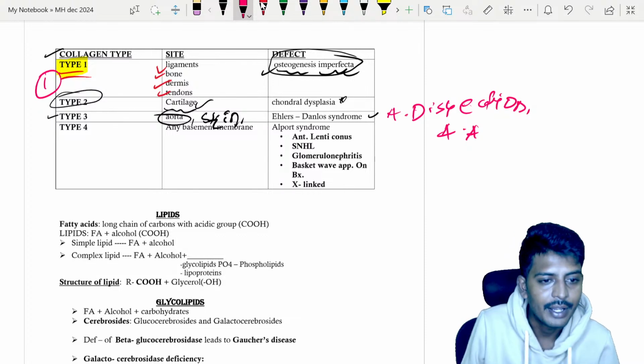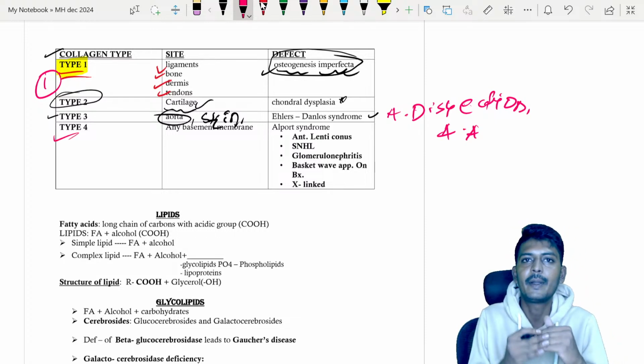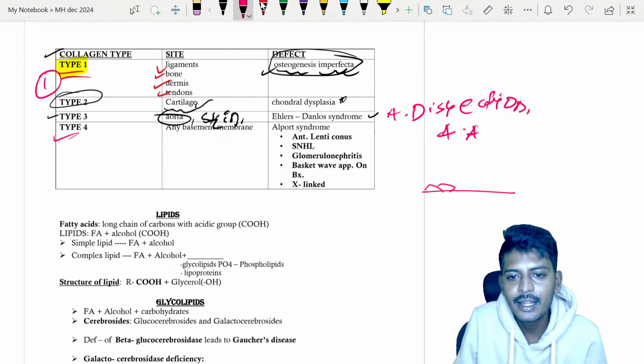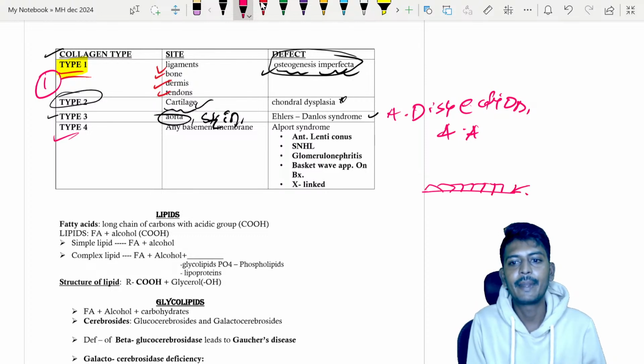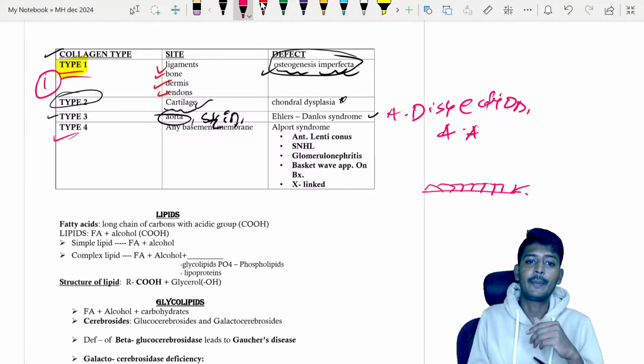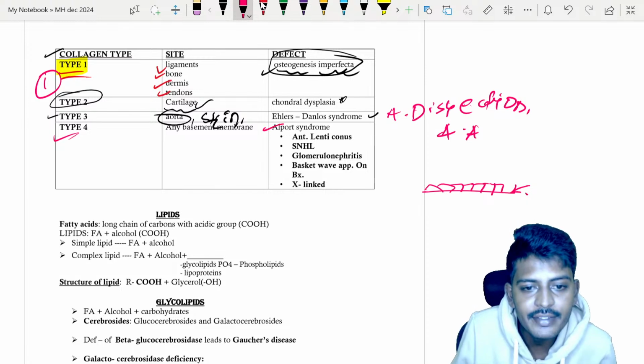The last but not the least, that is your type 4 collagen. It is located in any basement membrane of the body. What is basement membrane? Basement membrane is the membrane on which any epithelial cells sit. For example, let's take one epithelial layer. The epithelium is sitting on the membrane called basement membrane. So it is located in all the basement membranes of the body. The patient will have defect of this type 4 collagen leading to a disease called Alport syndrome.